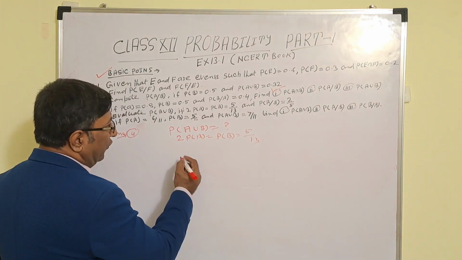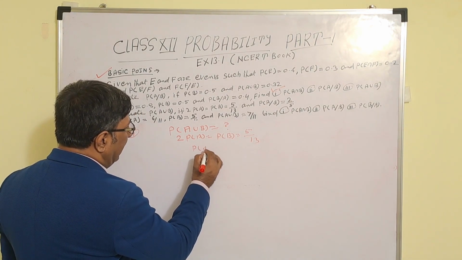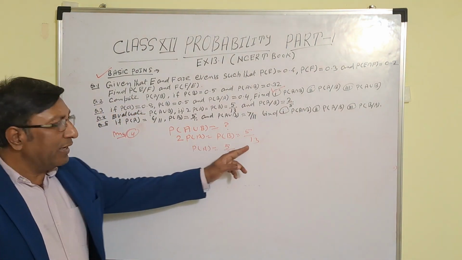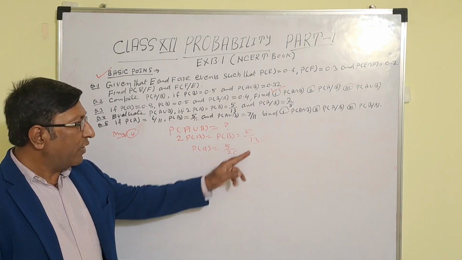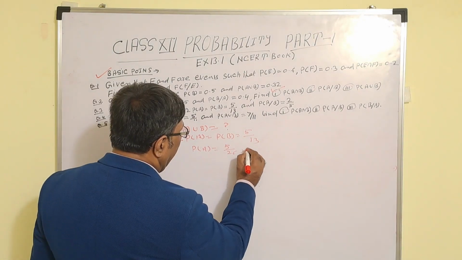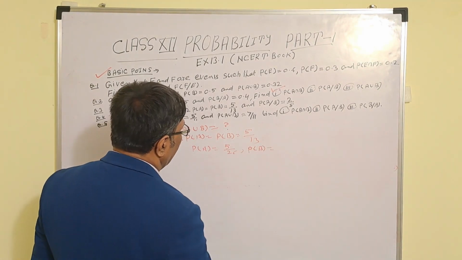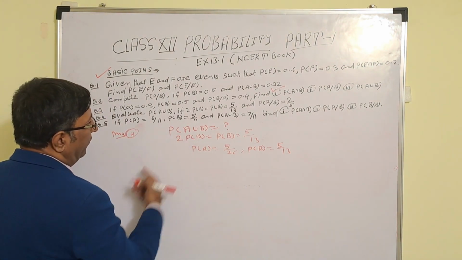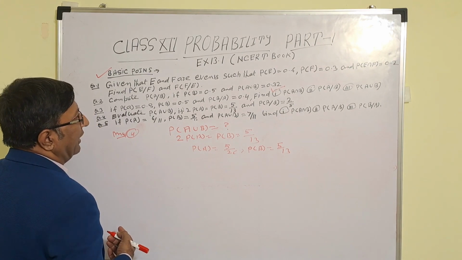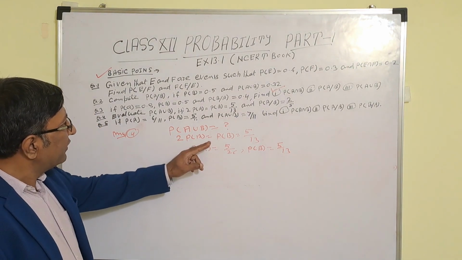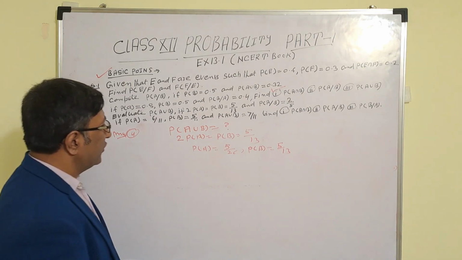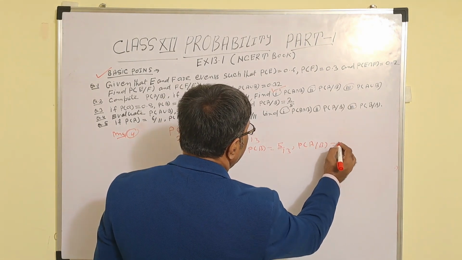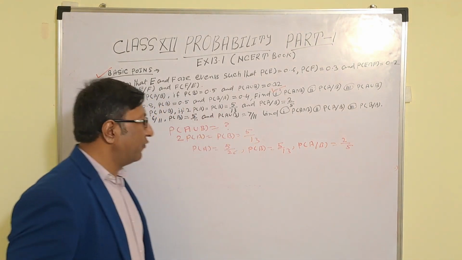5 by 13. So from this you can find probability of A equal to 5 upon 26, because this 2 goes here, so it multiplies the denominator. So 5 by 26. In the same way, probability of B is 5 by 13. Now we know we have to find probability of A union B, and what is given? That is given, and P of A given B is also given. So this is probability of A given B, that is, conditional probability of A, given as 2 by 5.